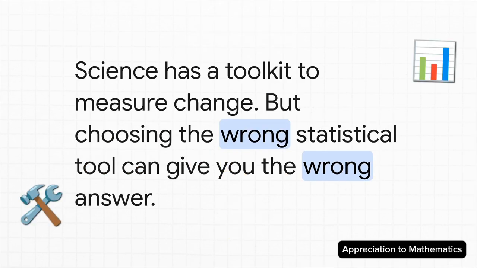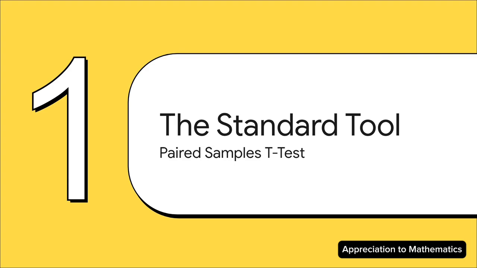And to get that proof, science has this amazing toolkit. But here's the catch. You've got to know which tool to use. I mean, you wouldn't use a hammer to saw a piece of wood, right? Pick the wrong statistical tool and you could get a completely wrong answer. So today, we're going to make sure you know exactly how to pick the right one for any of these before and after situations.